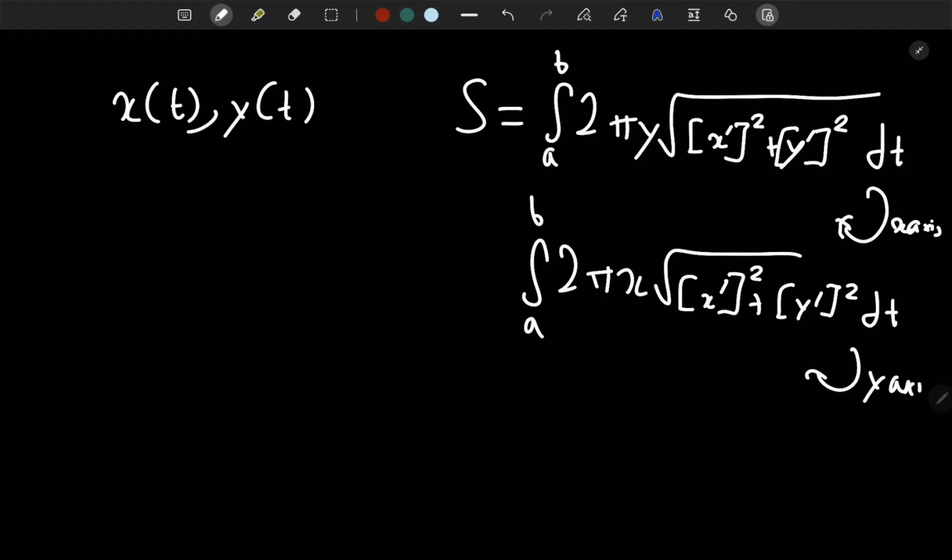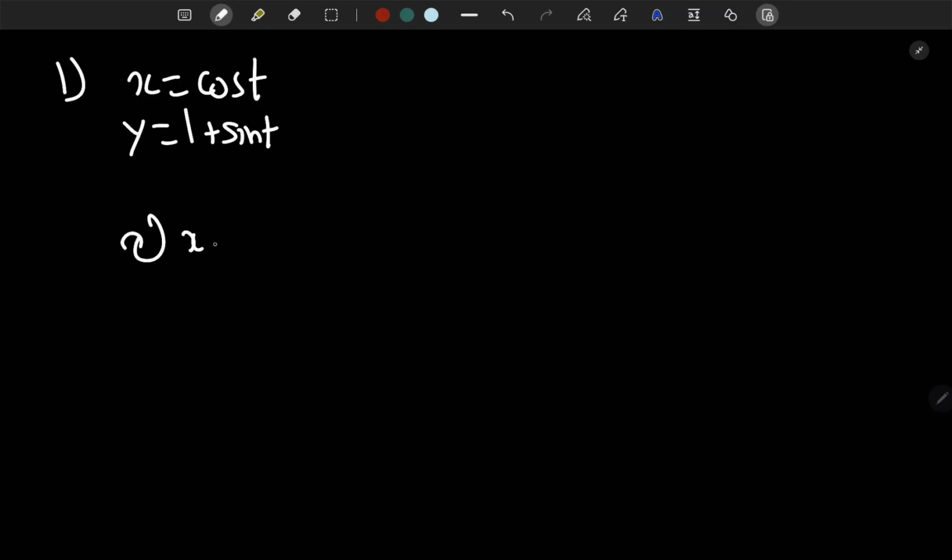So now let's do some examples and this will be more clear. Our first question is that we are given x as cosine t and y as 1 plus sine of t, and the most important thing is the rotation. So it is the x-axis, and the limits are from 0 to 2 pi, and we need to find the surface area. So let's find the prime, so x prime and y prime.